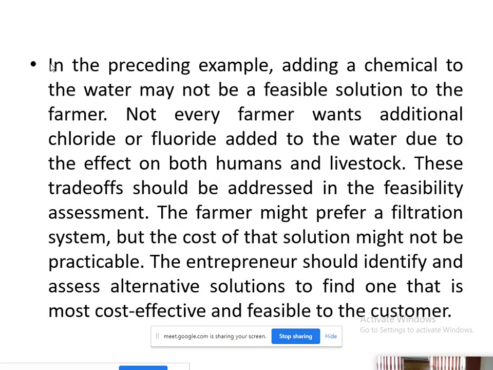And the farmer might prefer a filtration system, but the cost of that solution might not be practical. So see, here they are talking about the solution, but that is also not possible as the cost of that solution is very high. So the entrepreneur should identify and assess alternative solutions to find one that is most cost effective. Means they are saying that okay, the farmer wants to have a filtration system, but he can't afford that. So ultimately, he needs to think about an alternative solution. So that also must be addressed by the entrepreneur. Okay, next.